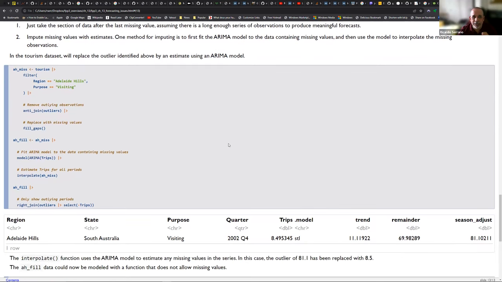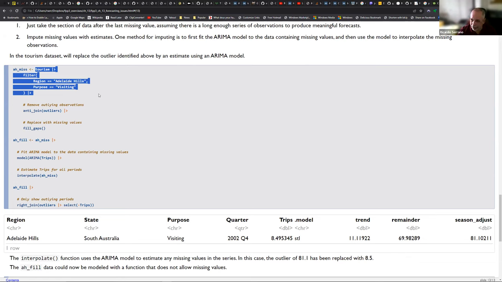So it is by using the ARIMA model, not only for the forecast, but also in this case to replace those values. In other words, with ARIMA we're going to have a model that shows a uniform pattern for a time series. We use that model to then replace that invalid point or points. So this is the way that the authors say it, and it's using the tourism data.